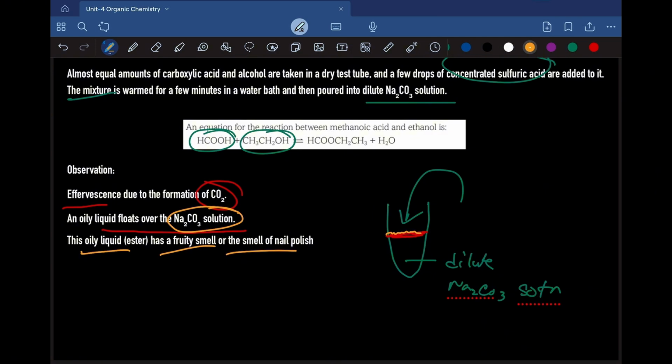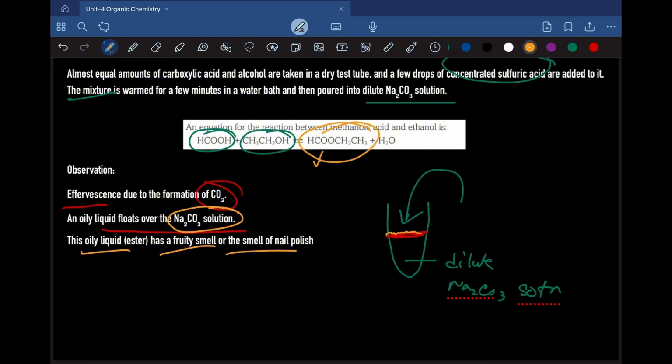So basically the mixture can be formed using alcohol and carboxylic acid of the same quantity or equal amount, and a few drops of concentrated sulfuric acid will be added to these two, and then the mixture will be warmed in a hot water bath and then poured into Na2CO3 solution, which will show effervescence due to the formation of carbon dioxide, and then later on an oily liquid will float over the Na2CO3 solution. This oily liquid is known as the ester. This is the ester, which will have a smell of fruit or nail polish.